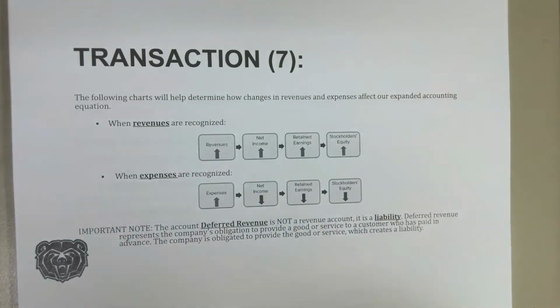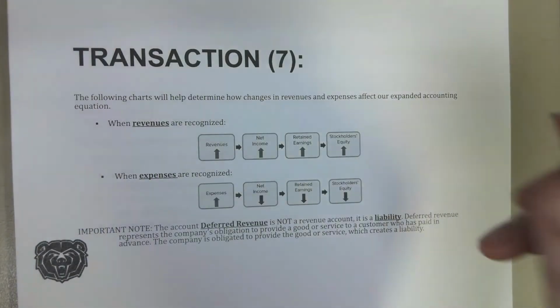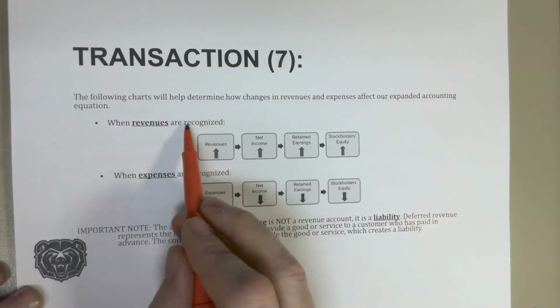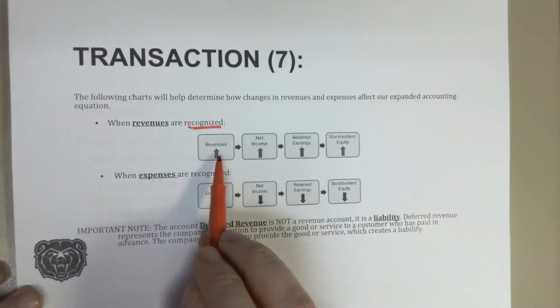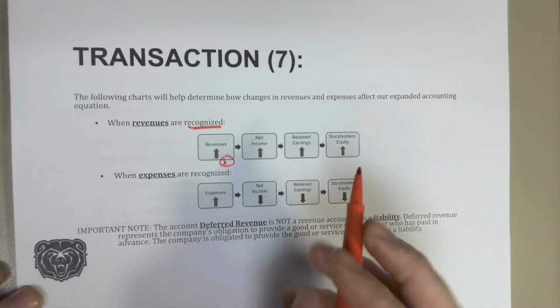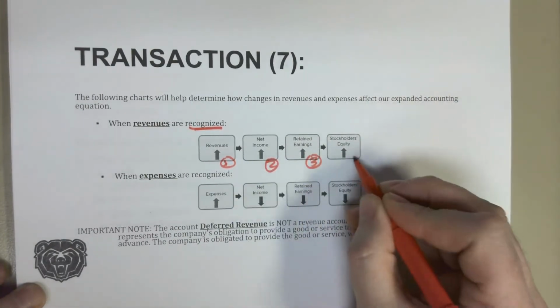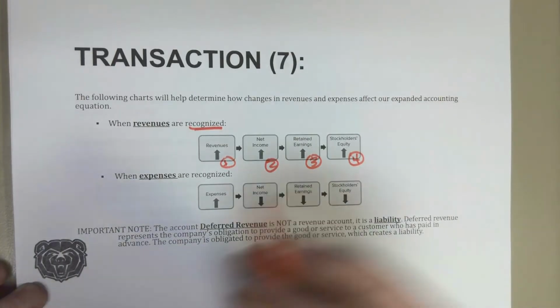So you can use these charts to kind of help you determine how the changes in revenues and expenses are going to impact your actual expanded accounting equation, right? So when we recognize revenue, we're going to increase revenue, right? And then that increases net income, which in turn increases retained earnings, which in turn increases stockholders' equity.